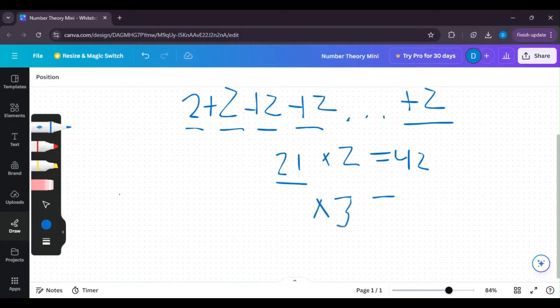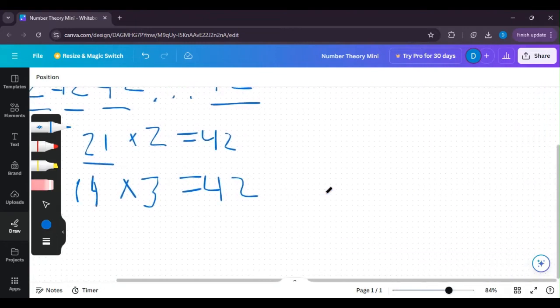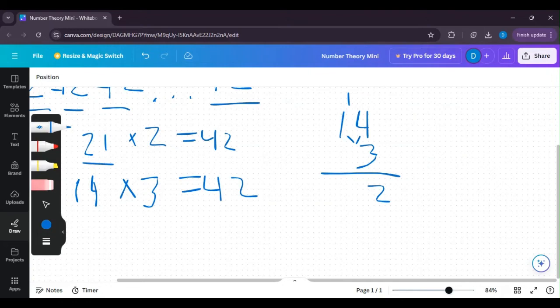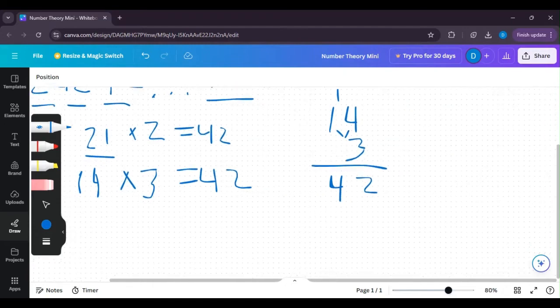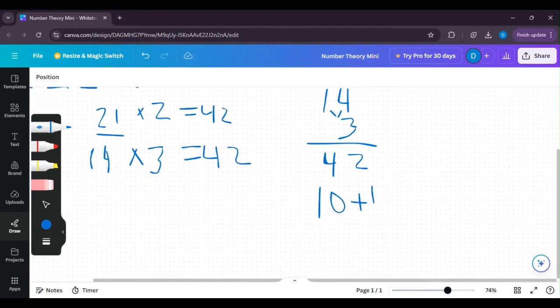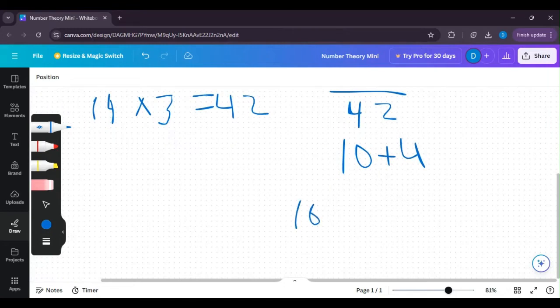So how many 3's must we add together to equal 42? That's 14. And you'll see here that another way to multiply is just multiplying 4 times 3, which is equal to 12, carry the 1. Then 3 times 1 is 3, plus 1 is 4. So 42. And 10 plus 4 is also 14.